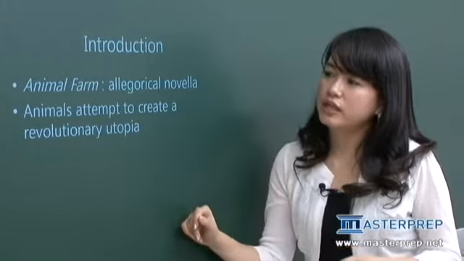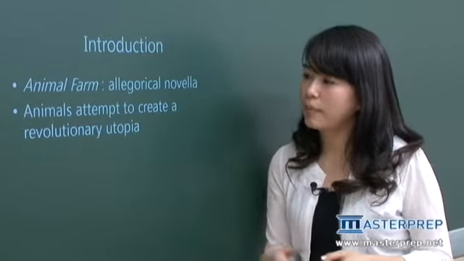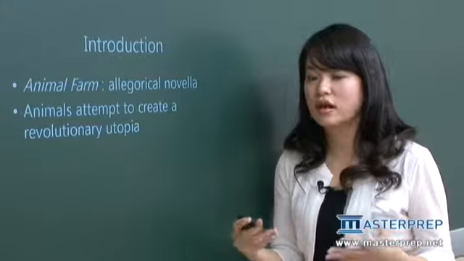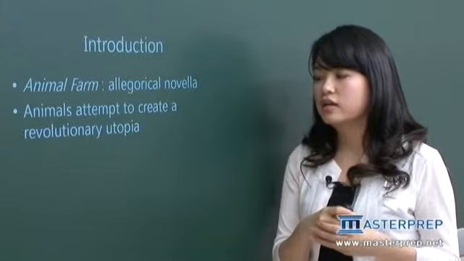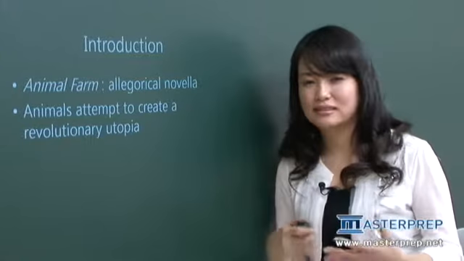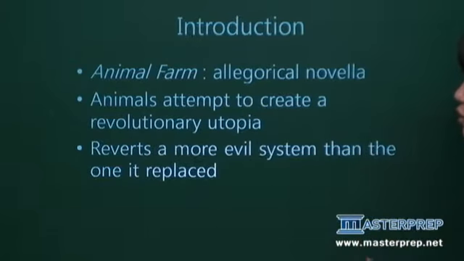So what we're going to find is that the book is basically about the animals' attempt to create a revolutionary utopia, a perfect society, right? And perhaps the lifestyle that they had previously been living as farm animals was not something they liked, right? So the conclusion of the book, in a nutshell, is that it reverts to a more evil system than the one it replaced. Obviously, not the happiest of endings, but we will get to see the satirical environment or tone that the author produces for us.